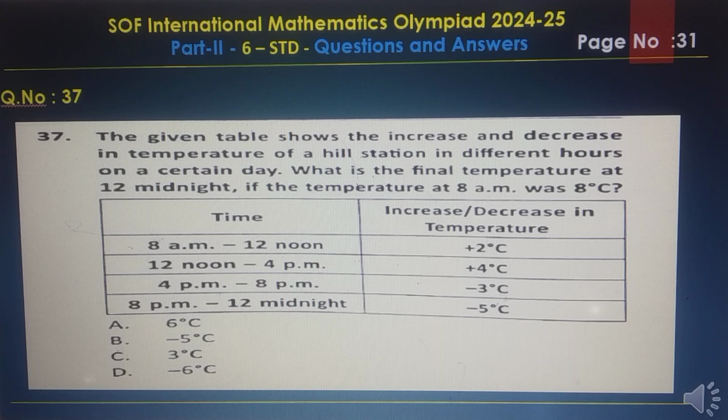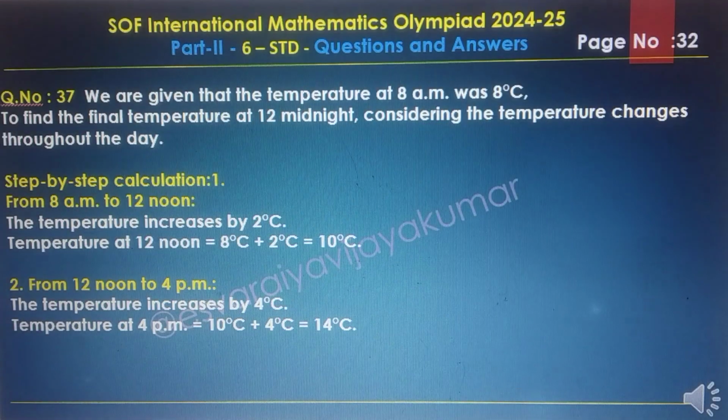8 am to 12 noon, plus 2 degrees Celsius; 12 noon to 4 pm, plus 4 degrees Celsius; 4 pm to 8 pm, minus 3 degrees Celsius; and finally 8 pm to 12 midnight, minus 5 degrees Celsius in the table. Options A, B, C, D are there. We are given that the temperature at 8 am was 8 degrees Celsius. To find the final temperature at 12 midnight, consider the temperature changes throughout the day.